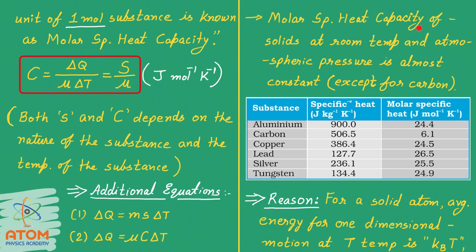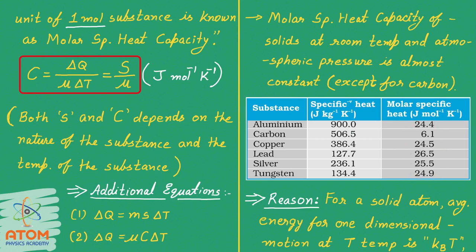Molar specific heat capacity of solids at room temperature and atmospheric pressure is almost constant except carbon. See, for solids, the molar specific heat capacity at room temperature and atmospheric pressure, that means 1 atmosphere pressure, remains constant, and that we can see from this table. Here all the substances are given. These are all the solid substances you can see, and these are the specific heat capacities of these substances, as well as here these are the molar specific heat capacities of the substances.